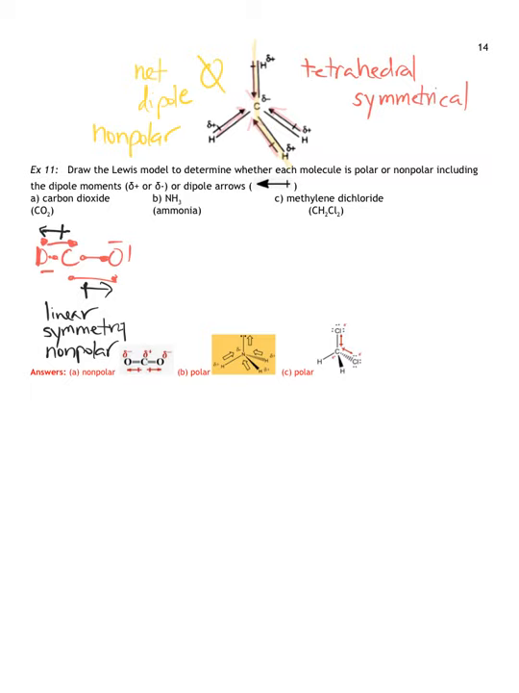Ammonia. Let's go ahead and take a look at ammonia. Nitrogen, 5 valence electrons, 3 hydrogens. Bond them together. And then the geometry here is in fact a trigonal pyramidal shape.